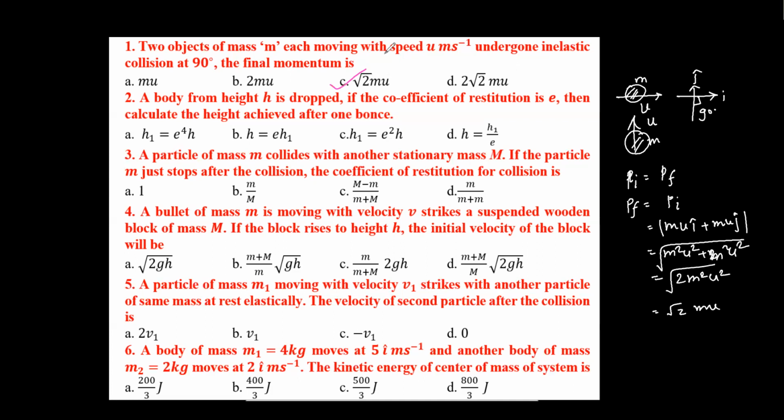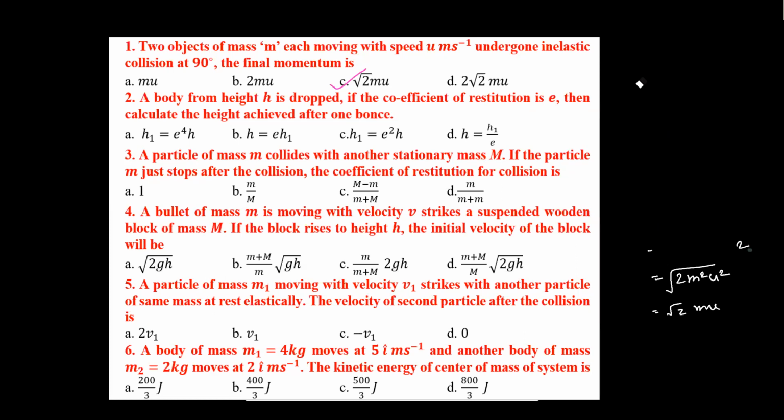Okay, let us move on to another question. Just before that, I'll clean up this area to write down the things. So in the second question, a body from height h is dropped. If the coefficient of restitution is e, then calculate the height achieved after one bounce. Suppose this is our object, falling down from height h, and as soon as it reaches some rigid support, it will bounce back.